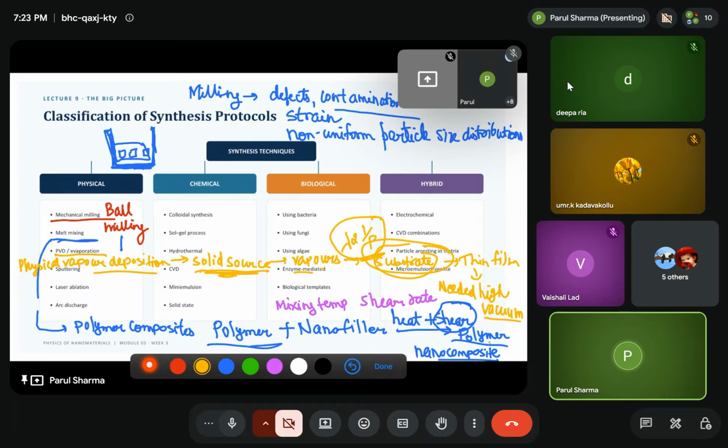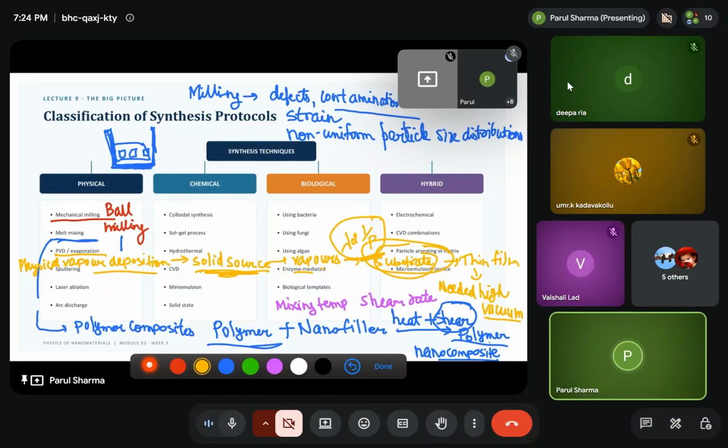So we have seen the main steps: vaporization, transport, deposition. Now there is one important thing. When I say the first part is vaporization, how are we vaporizing the material? There are two major PVD techniques. First is thermal evaporation. In thermal evaporation, the source material is heated until the atoms or molecules evaporate. The heating can be achieved using resistive heating or electron beam heating.